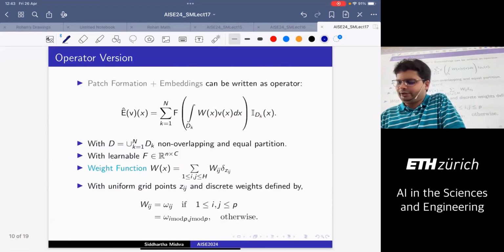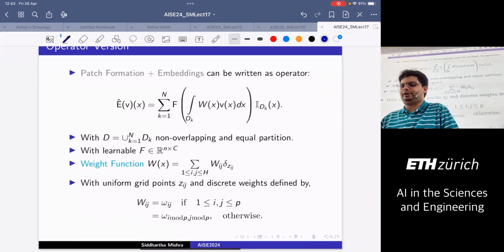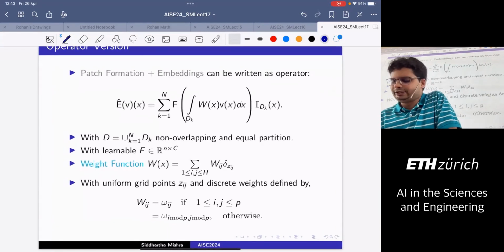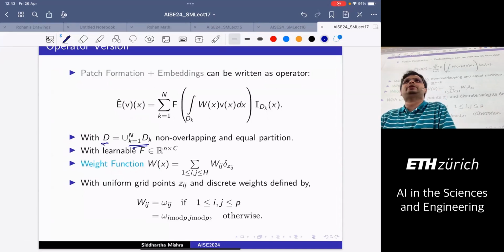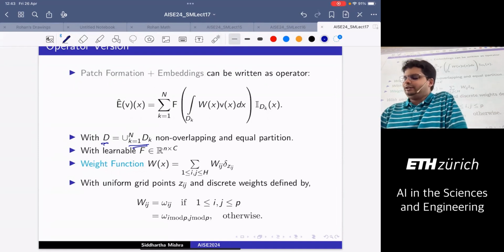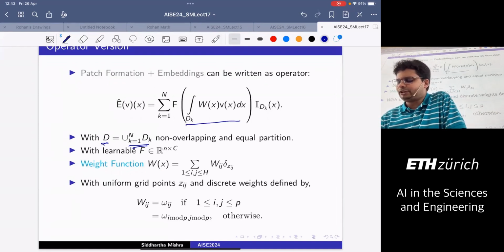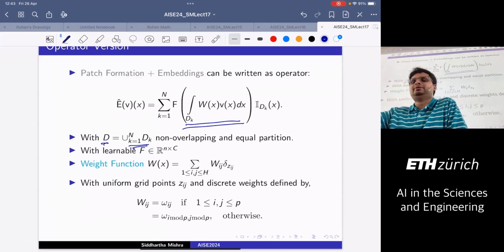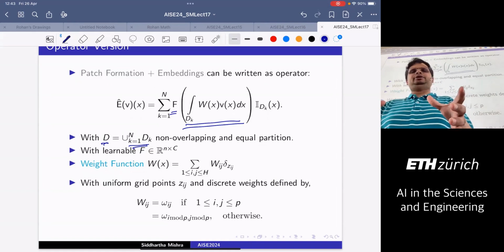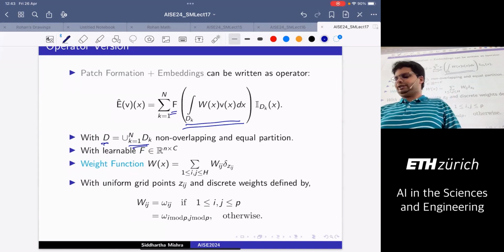It can be written as operators, which is exactly justifying what I have just said: you divide the domain into non-overlapping equal patches. If possible, it need not be equal, but that's the simplest. Then you take weighted averages across each patch, and these weights are shared, right? And then finally, you embed them into a latent dimension. So this is roughly what these formulas indicate. As I said, the emphasis is to aggregate information while at the same time keeping some of it through additional channels. Okay, so the heuristic is very simple.